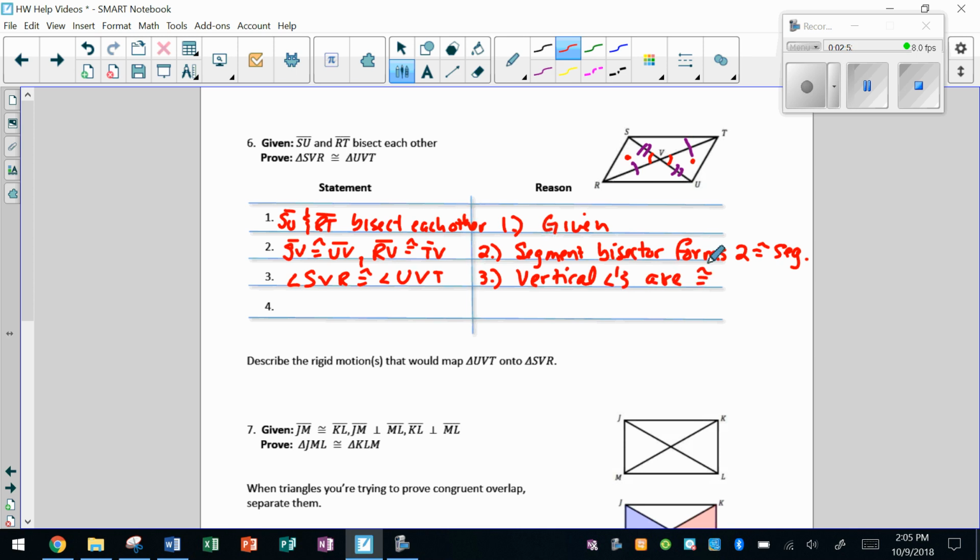And then that gives us our third congruency, so we can now say triangle SVR is congruent to triangle UVT by our side angle side congruency criteria. And I'm going to leave you to describe the rigid motion that would map UVT onto SVR.